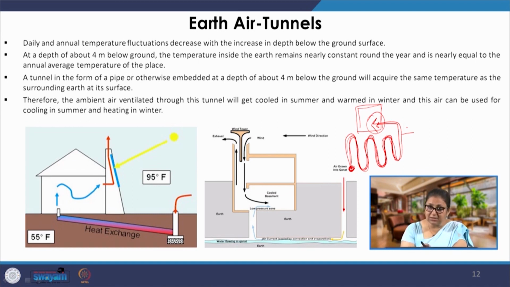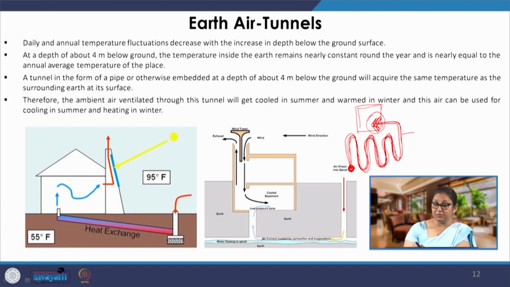But again, in this particular strategy, there will be some amount of energy consumed to make that air move, to push that air through the earth air tunnel. So, drawing it here and supplying it here is what will take energy. The exhaust fans and the pumps will take energy, and that is why we have kept it in the category of an advanced passive strategy.